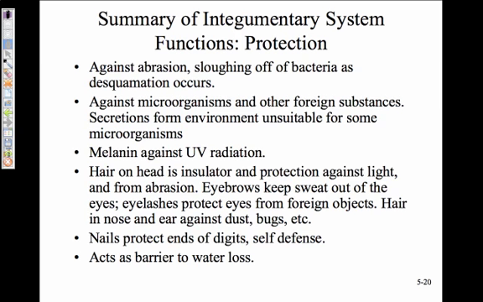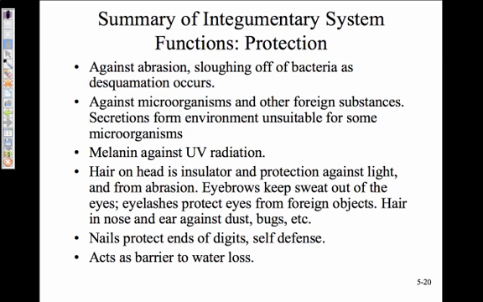We will go through the functions of the integumentary system. So one function is protection. It protects you against abrasion, sloughing off as desquamation occurs. So bacteria will just be sloughed off just as your skin cells are sloughed off. Protects against microorganisms and other foreign substances. Secretions form an environment unsuitable for some microorganisms. So some of those secretions that are on your skin can help prevent foreign organisms from setting up shop there.